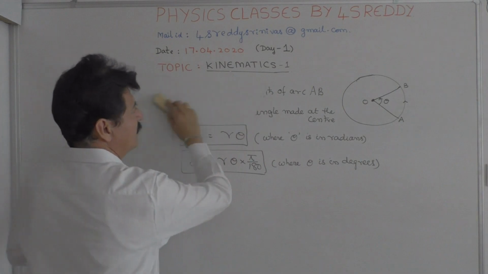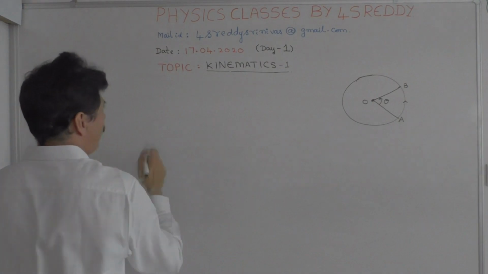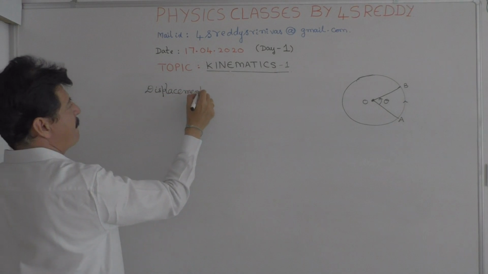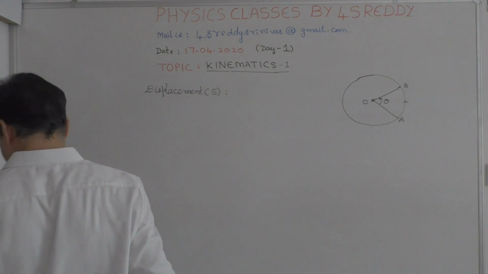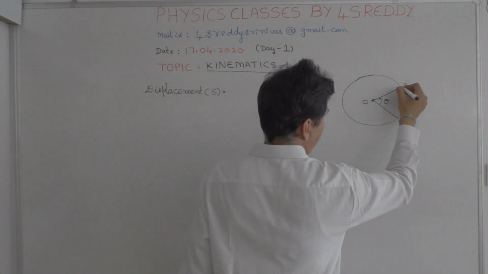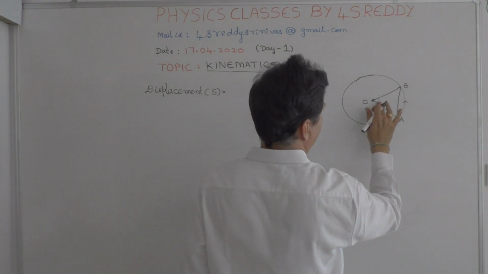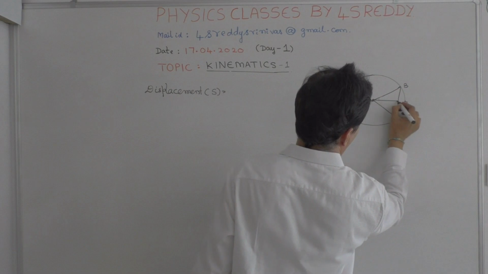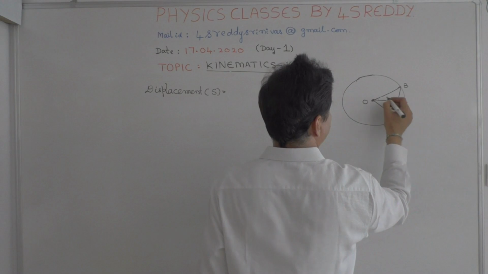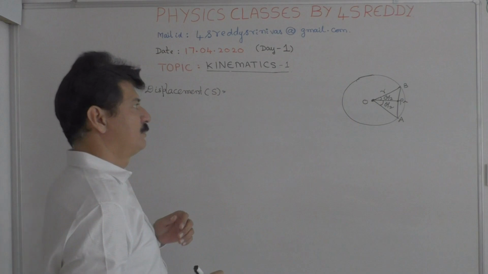Whereas displacement, what is the displacement here when you are going to find out? Now, join these two, A to B, and draw an angular bisector from O. Then this becomes theta by 2, this becomes theta by 2, this is R.